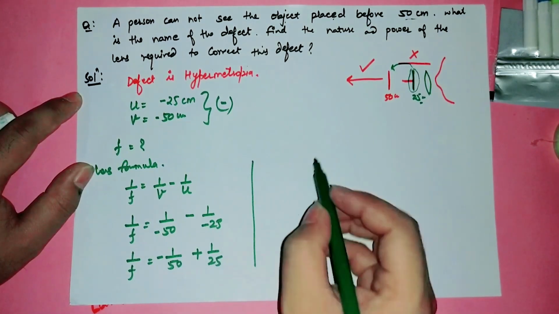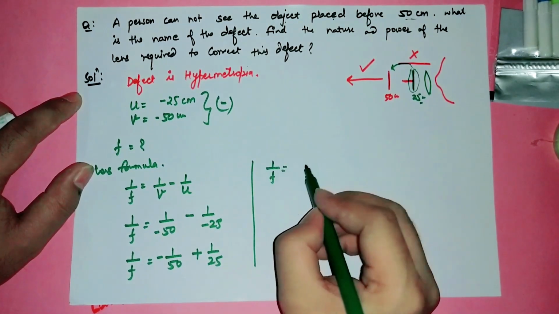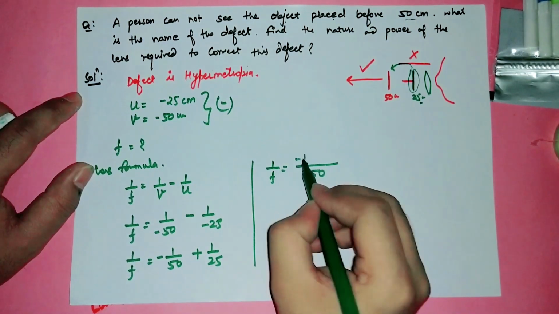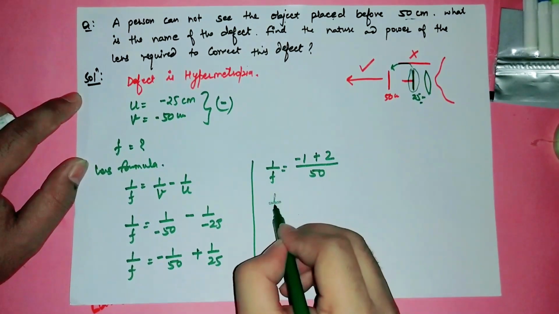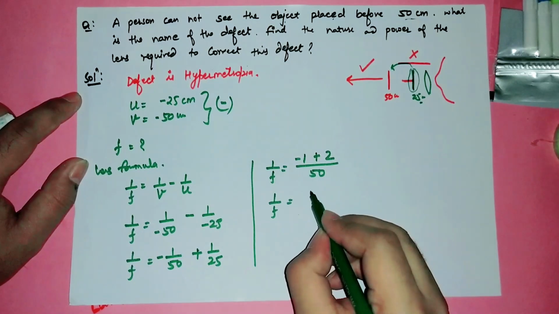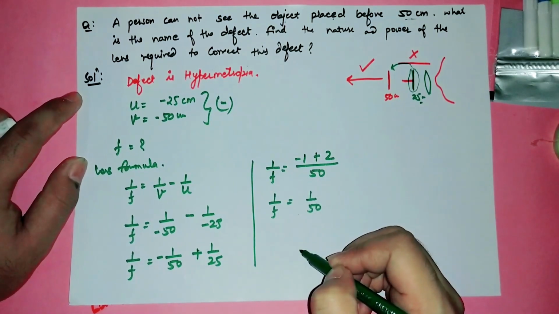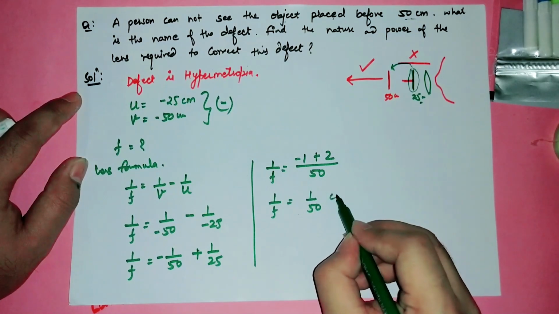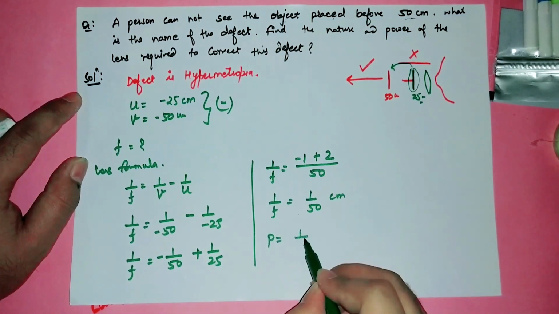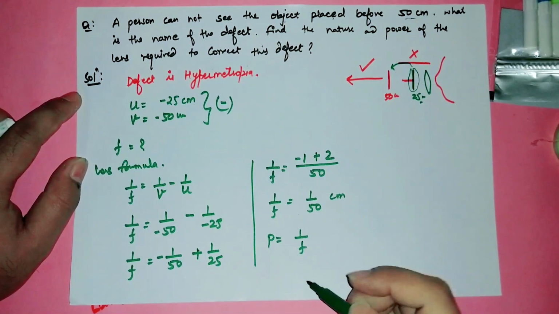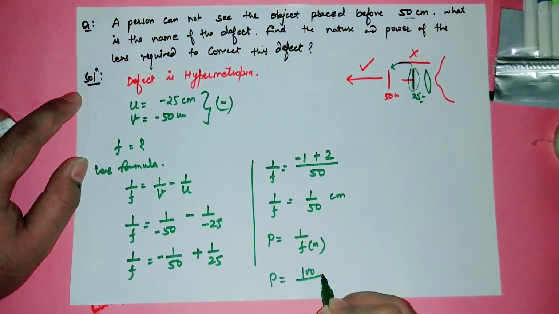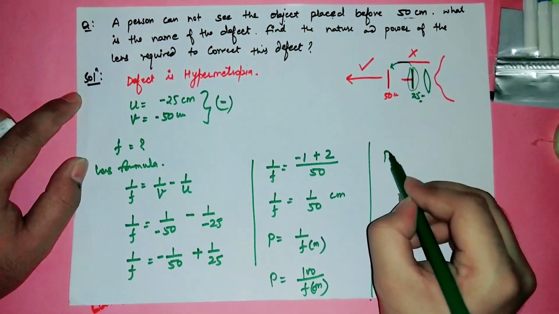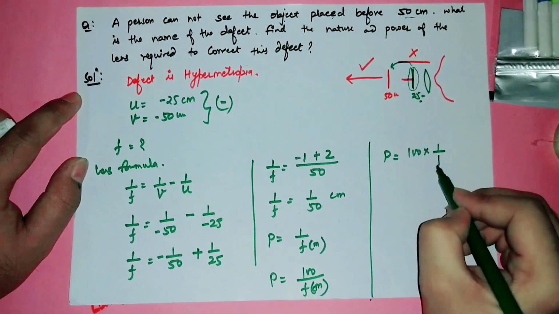All distances are in centimeter. So 1 upon f is equal to, the LCM will be 50, so this is minus 1 plus 2. So 1 upon f is equal to 1 upon 50. Clear? So this is in centimeter. So power is equal to 1 upon f if it is in meter. If it is in centimeter, power is equal to 100 upon f.